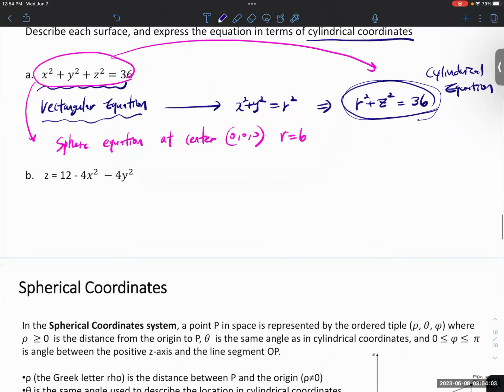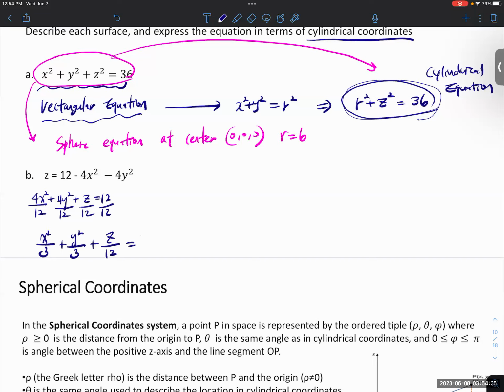One more practice. z equal to 12 minus 4x squared minus 4y squared. So you can find out what the quadratic surface equation looks like. I'm going to change the order. So this is the same as 4x squared plus 4y squared plus z equal to 12. I'm going to divide by 12 everywhere. So it is going to be x squared over 3 plus y squared over 3 plus z over 12 equal to 1. If you go to the quadratic surfaces, it corresponds to an elliptic paraboloid shape. Okay, so check it out, 2.5.